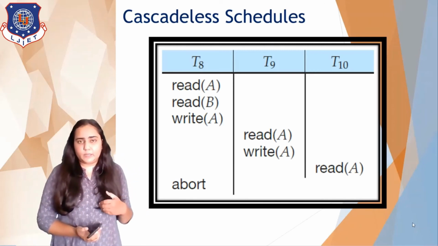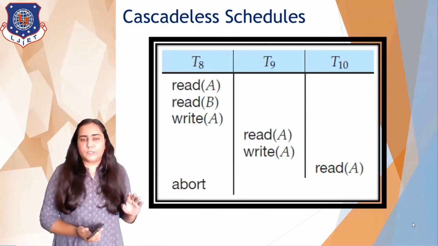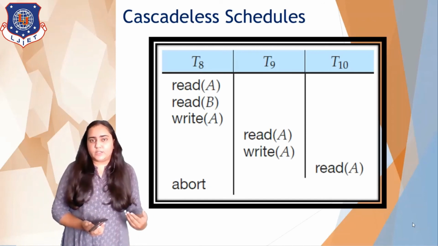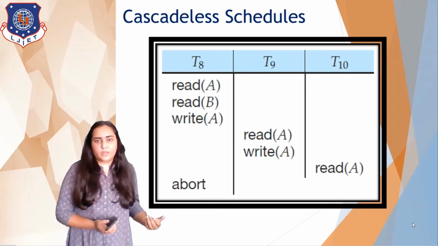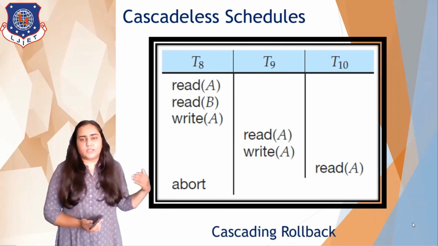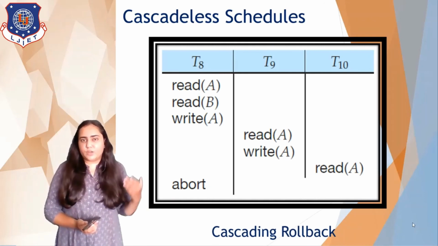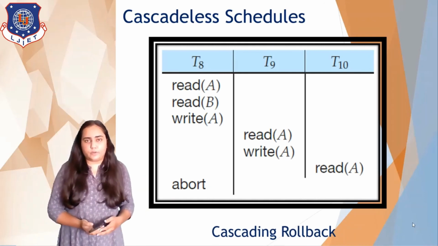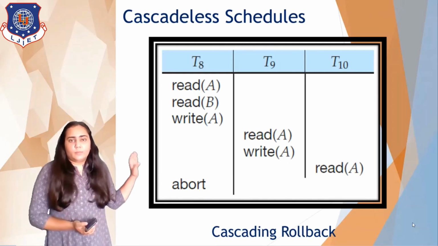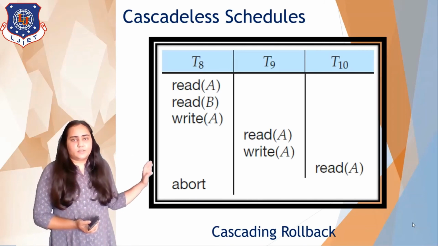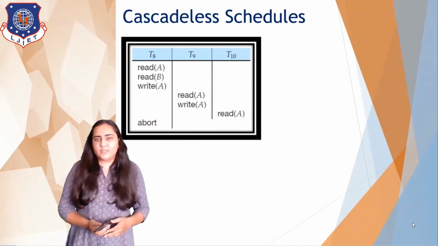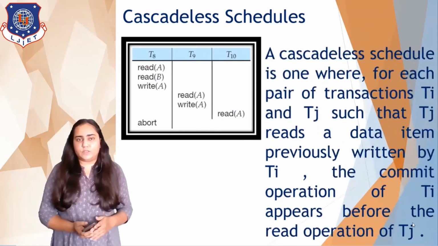So what's happening here is, because of one transaction being aborted, we have to abort several other transactions that are dependent on each other. This type of situation is known as a cascading rollback, where because of one transaction, several transactions are rolled back. And this schedule is a cascading schedule. But we would like to make a cascadeless schedule, and I'll tell you how to do that. To make it a cascadeless schedule, you have to follow these rules.